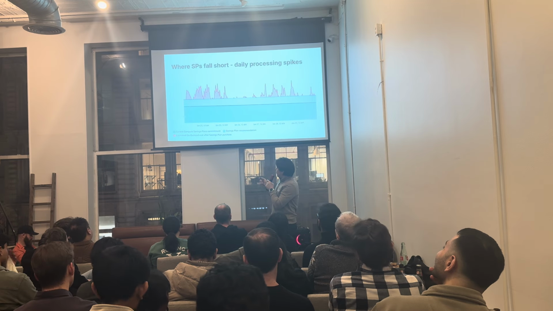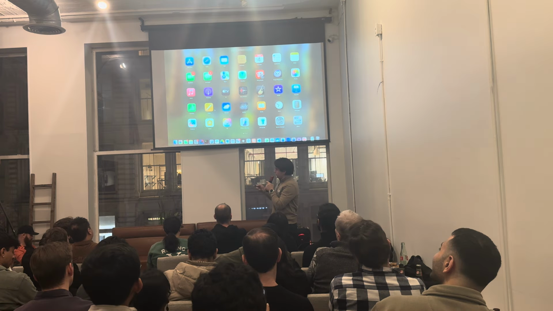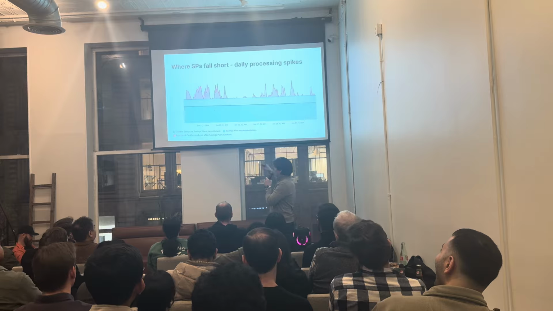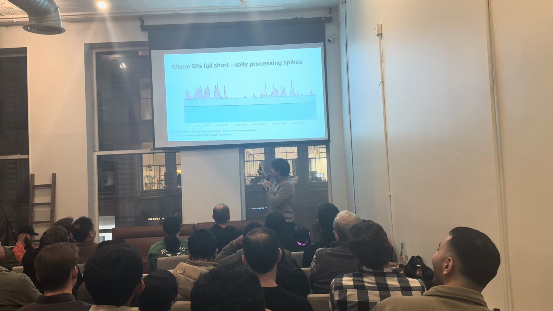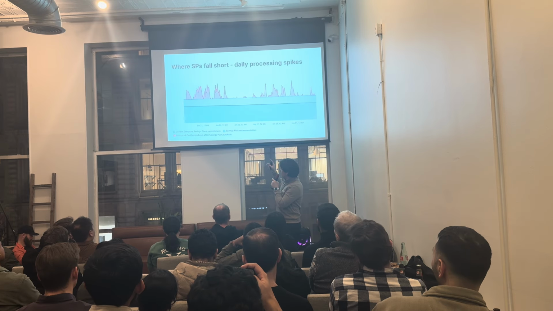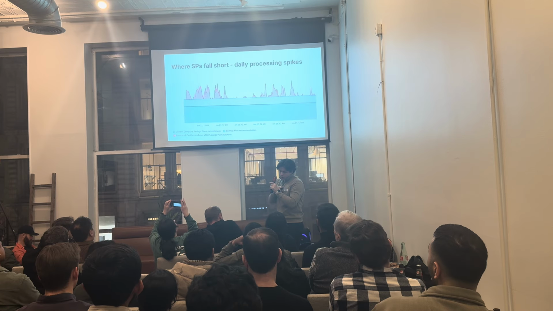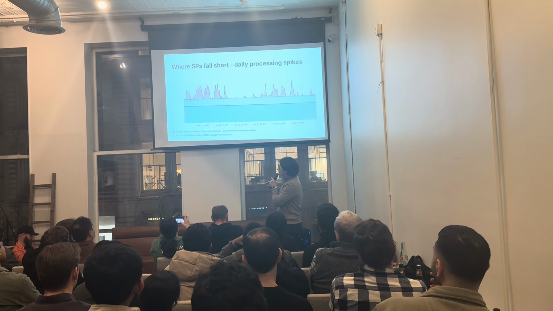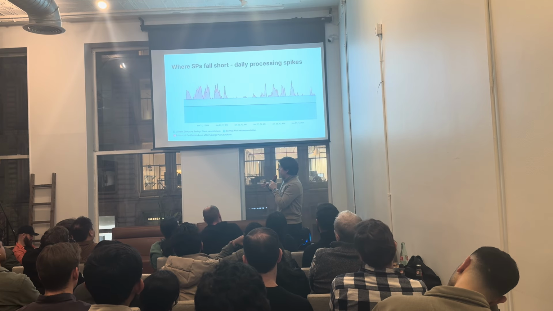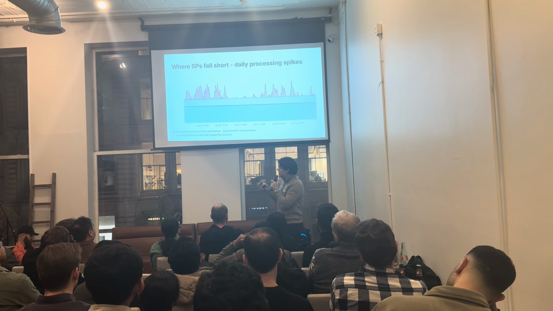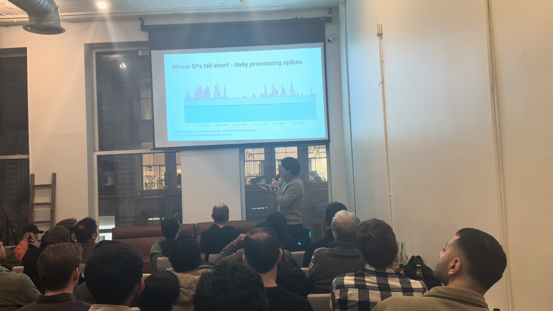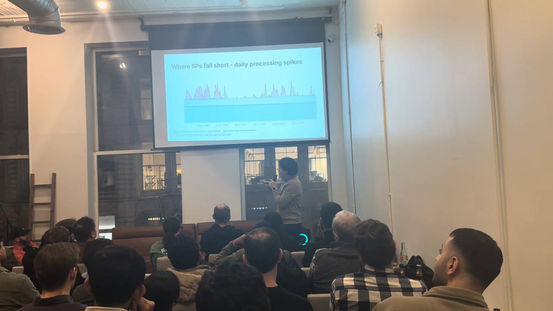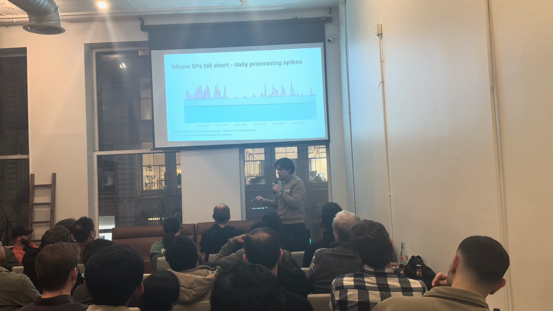But going back to this slide, you can see the red spikes, which are basically daily rush hours. You can see the weekends where the usage is actually down. So even though you purchase savings plans and you're very happy, you have a lot of savings, they cannot cover that usage because then you're being overcommitted, you're paying a lot of money. So this is where Spot comes into play.